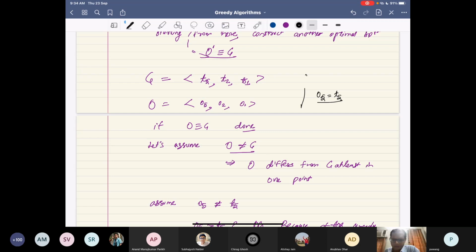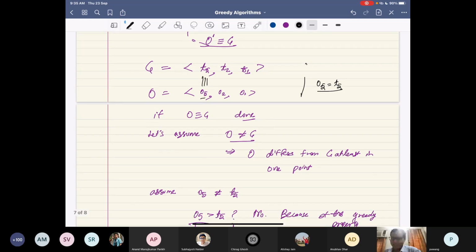So we started by assuming there's an optimal solution different from greedy, and then we said, let's assume O5 is not same as T5, and then we came to the conclusion that O5 has to be same as T5. Then you try with O2, you will come to the same conclusion, and that's how you will show directly that O itself has to be same as G. Is that okay, or do you want me to explain this part more? I can do that.